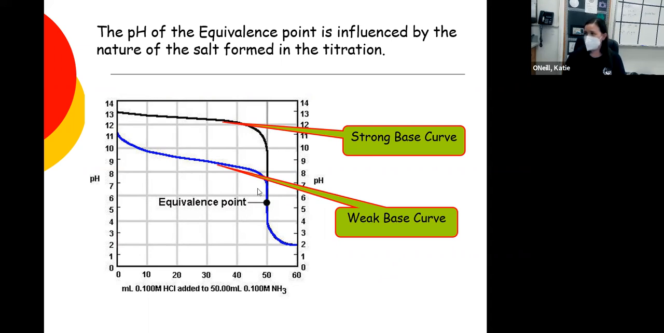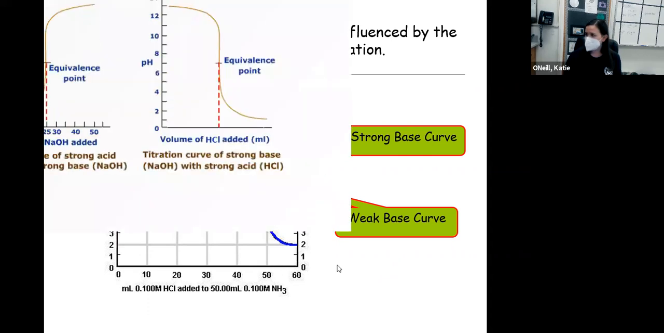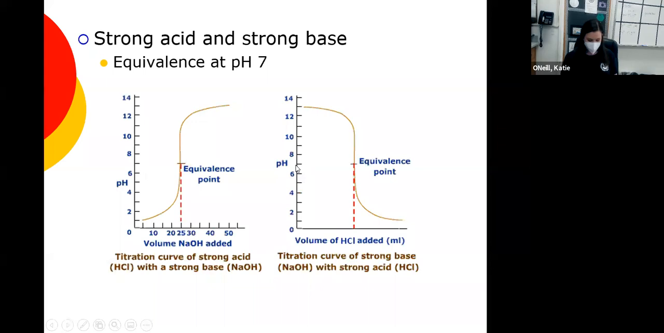Okay, so that's the main idea between these last two slides, is that we want to make sure that if it's strong versus strong, it's nice and steep, and then the weaker it is, the less sloped steep. All right, so now there's 4 main types of titration curve shapes, and you should be able to identify them by their shape.